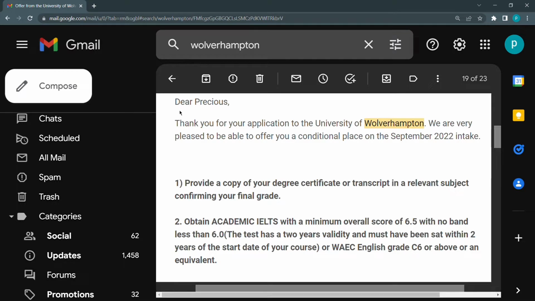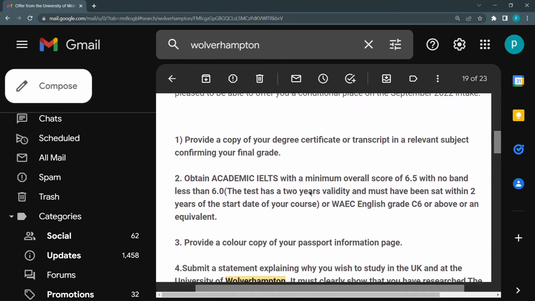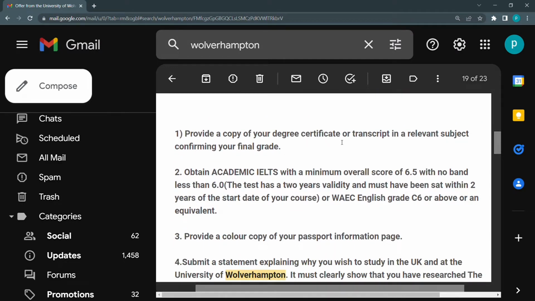Dear Precious, thank you for your application to the University of Wolverhampton. We're very pleased to be able to offer you a conditional place on your September 2022 intake. So these are the conditions that they gave me. Provide a copy of your degree certificate or transcript in a relevant subject confirming your final grade. So the transcript you're submitting must show the final grade you had in that course or in that department.